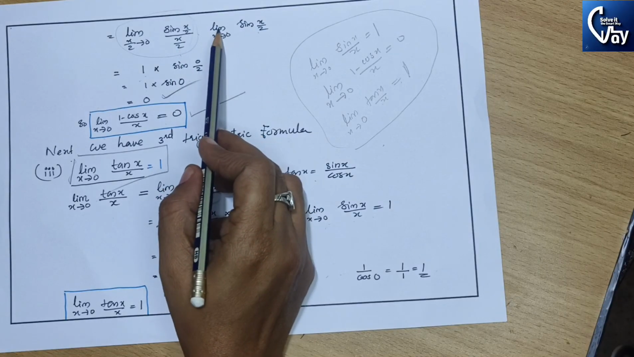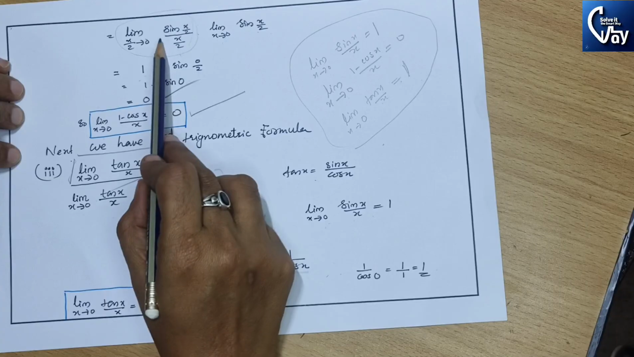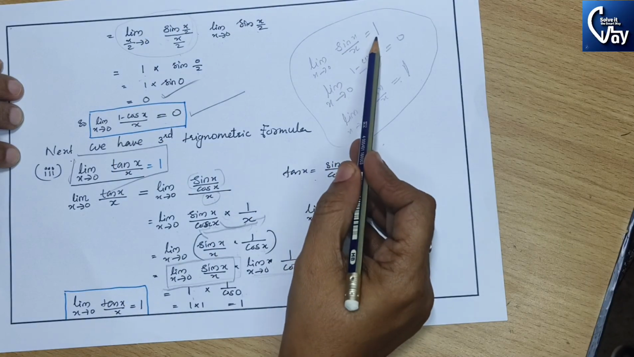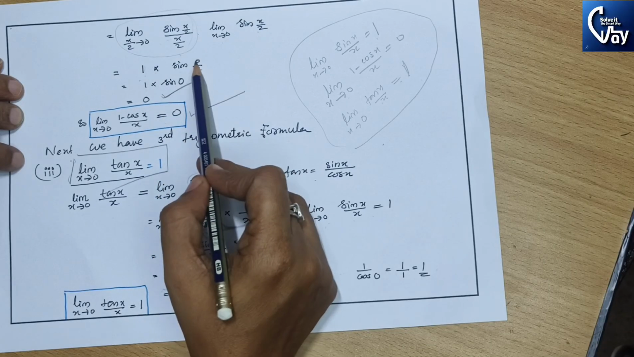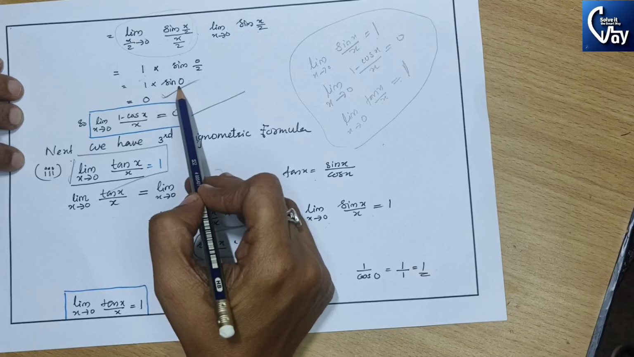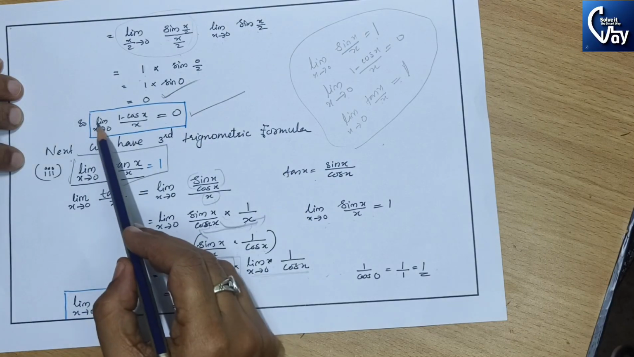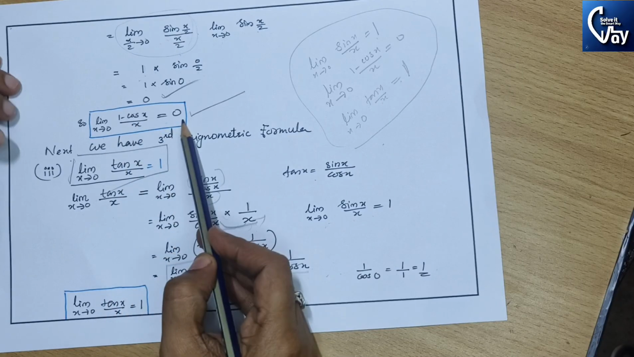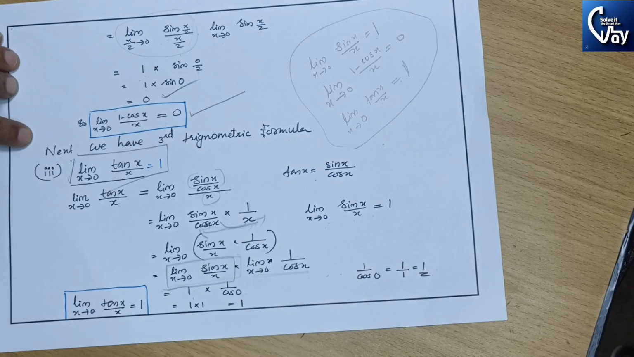Applying the limit separately. Limit x approaching 0 of sin x by 2 by x by 2, what is that? This is limit x approaching 0 of sin x by x, which is equal to 1. So instead of that we write 1. 1 into sin, apply the limit directly, sin 0 by 2, that is 0 by 2, which is 0. Then 1 into 0 is equal to 0. So limit x approaching 0 of (1 minus cos x) by x is equal to 0. This is the proof of the second trigonometric formula.